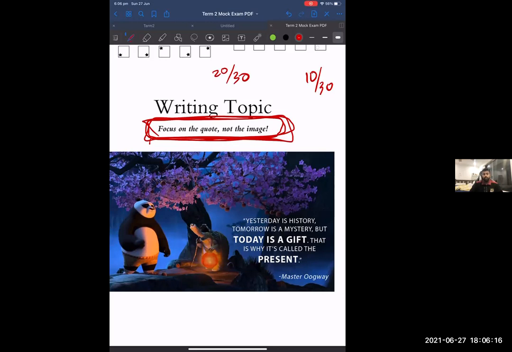So it's not that we're marking you extremely harshly because we don't like you or anything. It's just that there are certain things we look for. If you don't have those concepts, we won't be able to give you the marks.